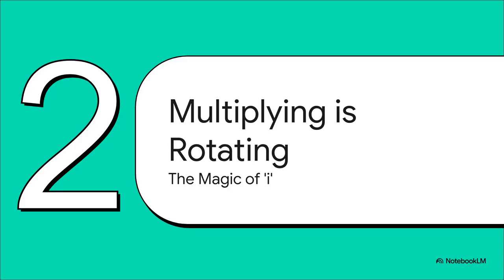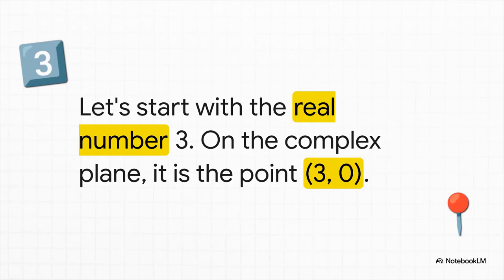Okay, so we've set the stage. We have our new two-dimensional world for numbers. Now let's see the magic that happens when we do something as simple as multiplying by i. Let's start with something super familiar. The number 3. On our complex plane, it's sitting right where you'd expect, on the real axis at the point (3, 0). Nothing crazy yet.